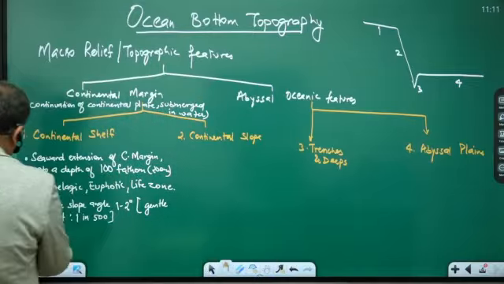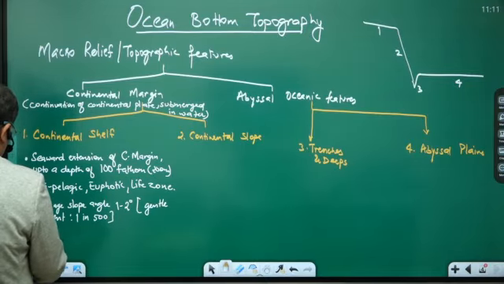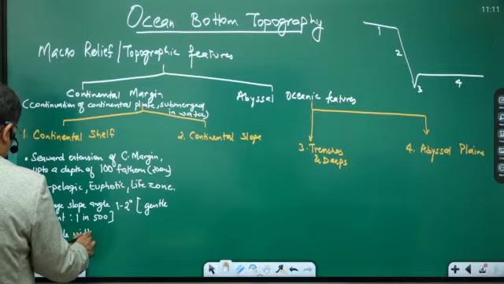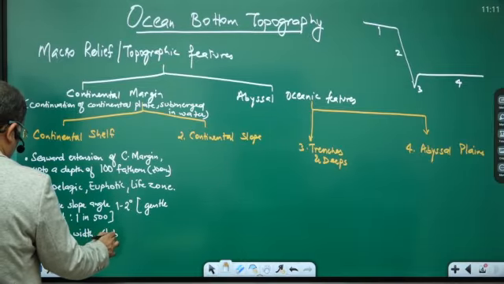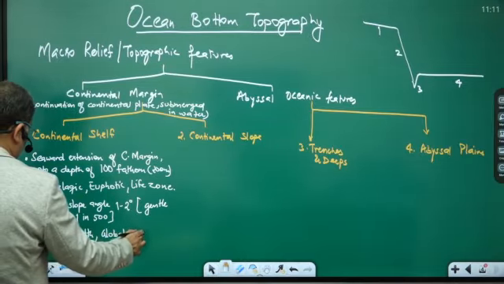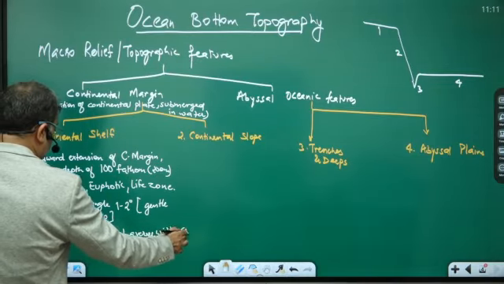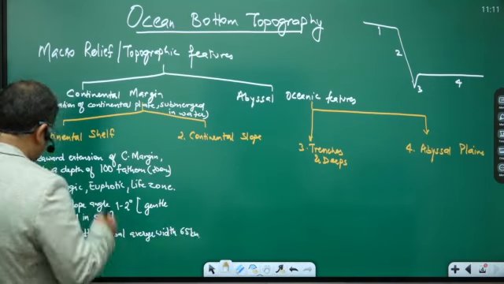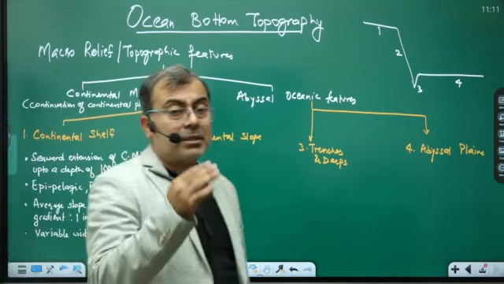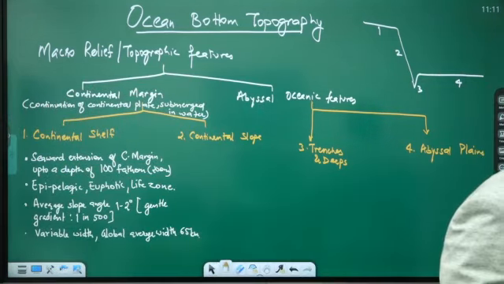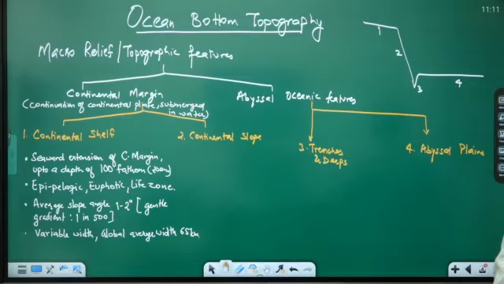Global average width. So it varies. The width varies, the depth is fixed, the width varies, and average is around 65 kilometers. Get that?